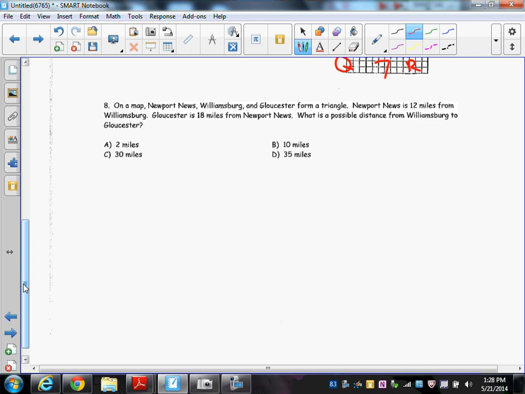For number 8, we need to find the range again, just like we did in number 6. We're told that Gloucester is 18 miles from Newport News. I'm skipping ahead. Newport News is 12 miles from Williamsburg. Gloucester is 18 miles from Newport News. What is a possible distance from Williamsburg to Gloucester? So all we do is subtract the two values, and we add the two values to find the upper range.